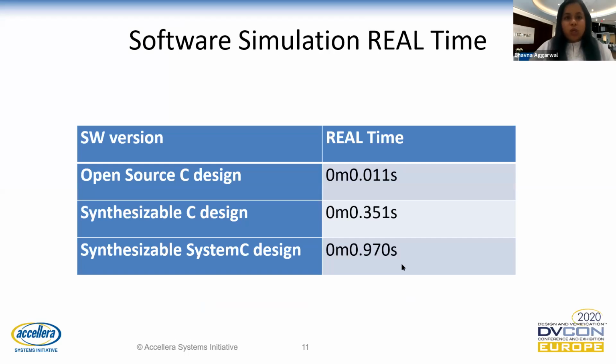So now let's talk about the simulation timings. The table here depicts the software simulation real timings for all the software versions of the SOBEL operator executed using GCC. Undoubtedly, C, being one of the fastest programming languages, shall simulate the design in the least time, clearly visible from the table. For synthesizable C++ and SystemC designs, SystemC libraries add features to the pure C++ language, thus adding to the simulation timing.